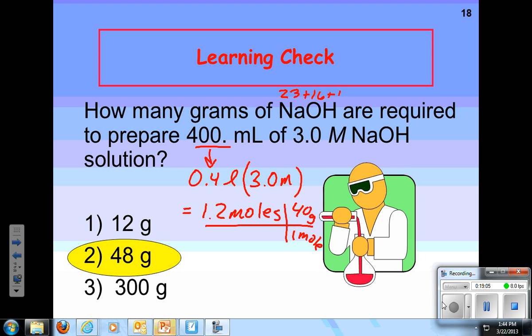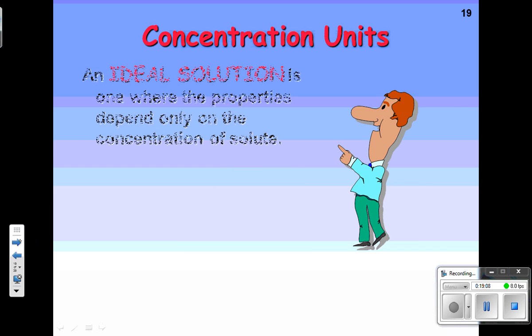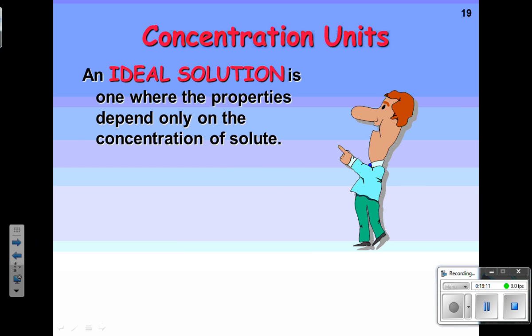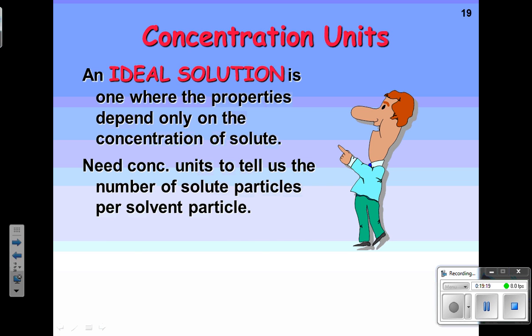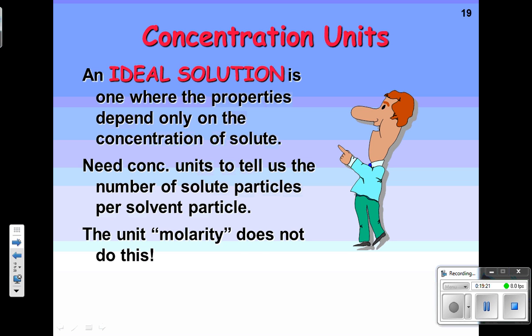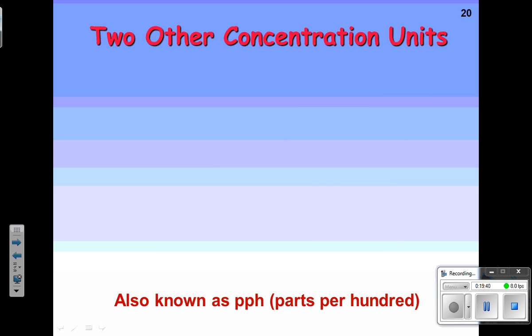Feel okay? All right. Now, there are other concentration units. In an ideal solution where one of the properties depend on the concentration of a solute, we need the concentration units to tell us how many particles are dissolved. The unit molarity does not do this, so we have to have a different one. Remember I told you I gave it a little ditty, molarity, moles per liter. Now we're going to learn one that sounds really close to it. I wish they would have chosen a different name, but I wasn't alive back then, so I didn't have a choice. So just know that we're going to work with something else that's really close, but it does different things.